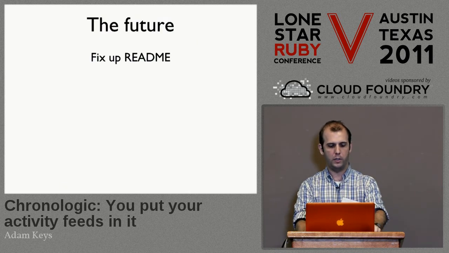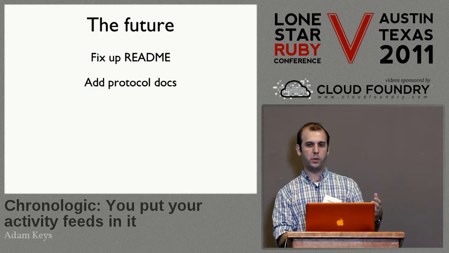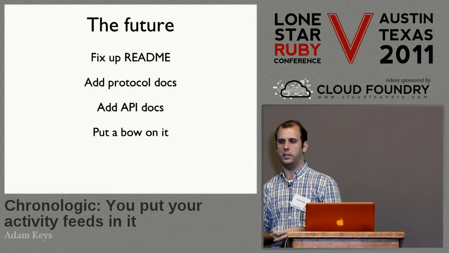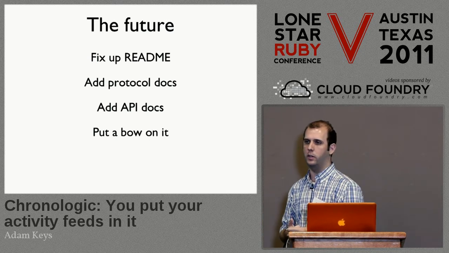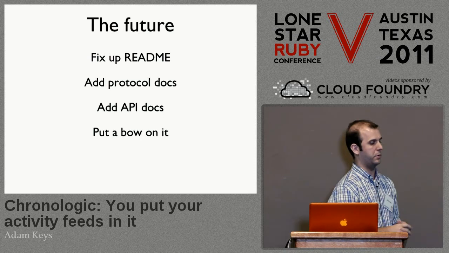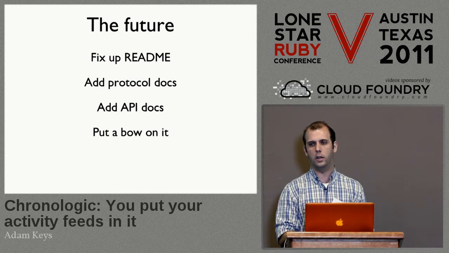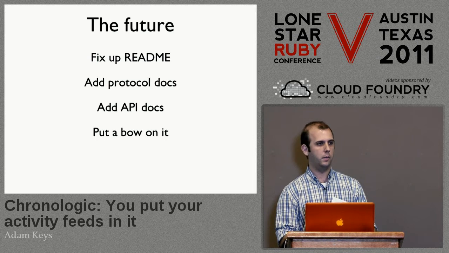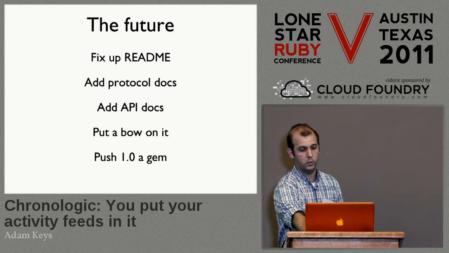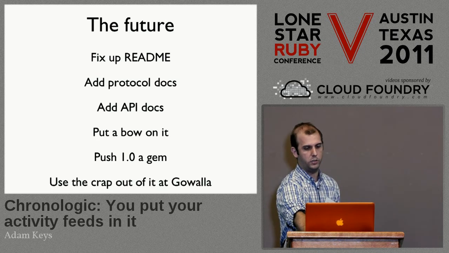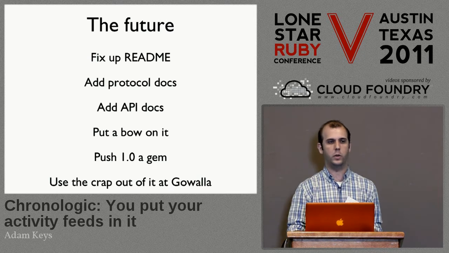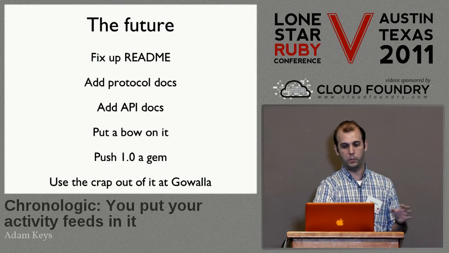So the future, I'm going to fix up the README, add protocol docs and API docs. Chronologic is by no means done. It is in production, but it's got a long way to go. And I didn't want to do a vaporware thing and be like, oh, this is really awesome, and I promise you we're going to publish it. So I'm just going to let you watch me finish making the sausage of Chronologic. At some point, once we do a big release of Gowalla, I'm going to push a 1.0 gem. And in the meantime, we're going to use the crap out of it at Gowalla. There's a lot of places we want to use it, and we want to push it really hard.